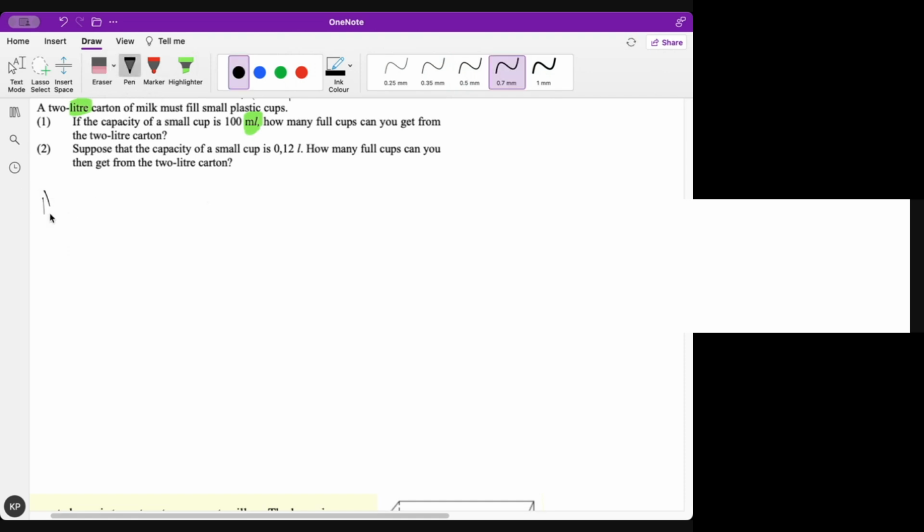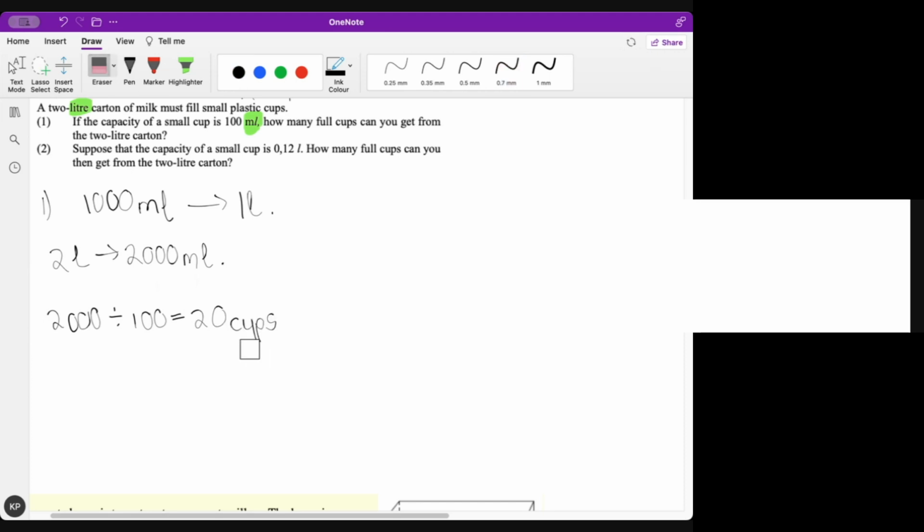Okay, 1. Let's first convert our 2 liters to milliliters. Remember, 1,000 milliliters make up 1 liter. So if I have 2 liters, how many milliliters will that be? In milliliters it would be 2,000. So then my 2,000 milliliters divided into cups that fit 100 milliliters, that is indeed 20 cups.